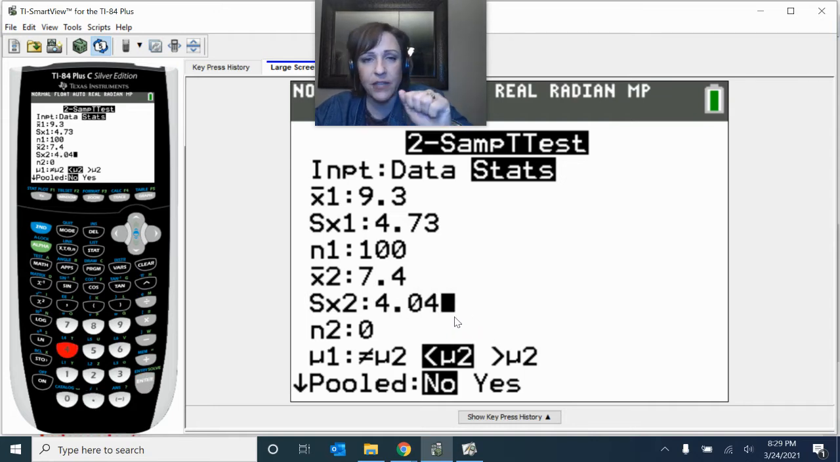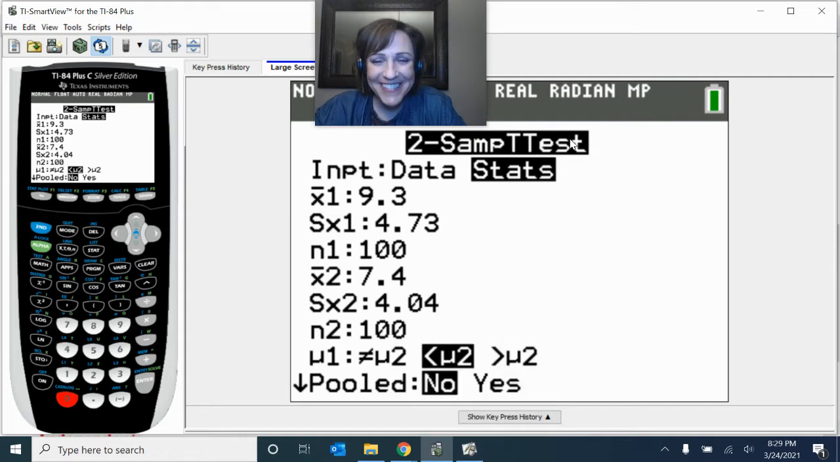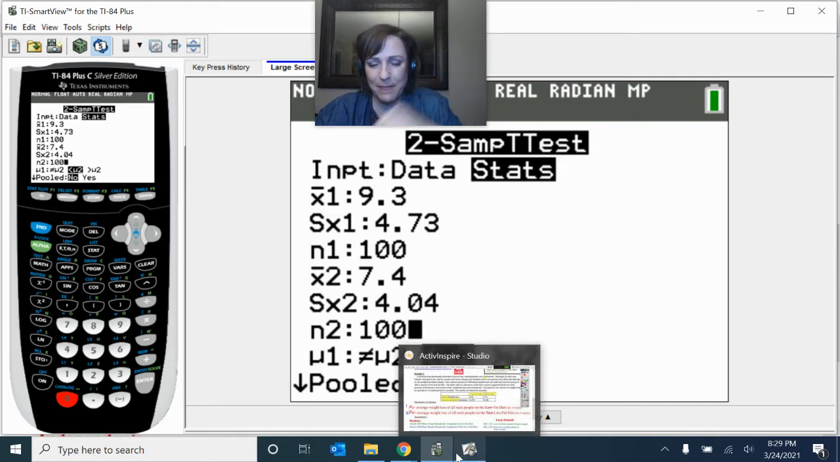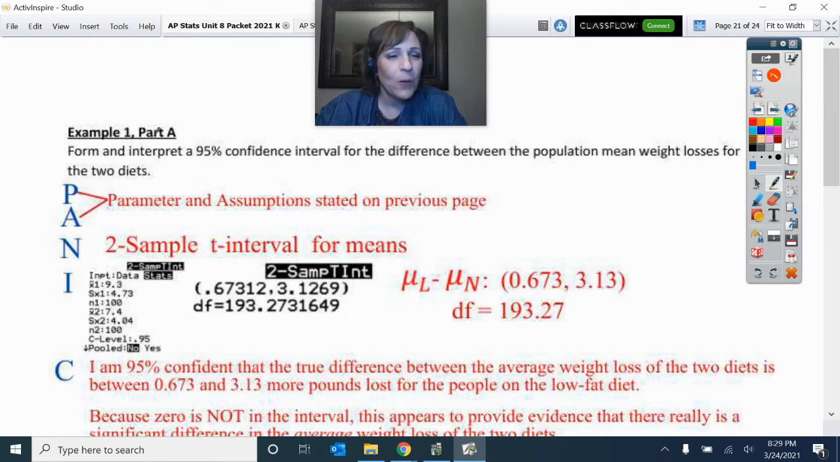4.04 is the standard deviation of the sample, and it also had 100 people in the sample. Okay. Oh, pooh. It's a test. This is a test. I did that whenever I was making the answer key also. We're not doing a test. What are we doing? We're doing an interval. So we'll come back to that in a minute.